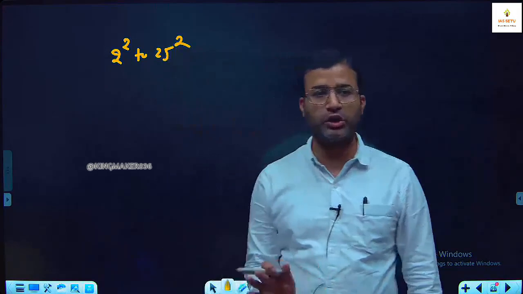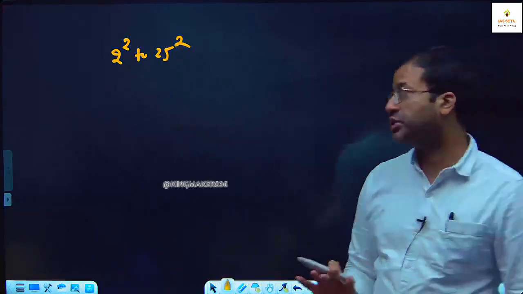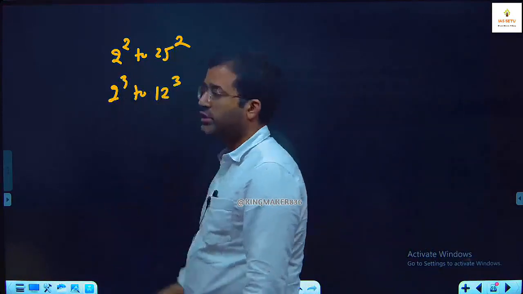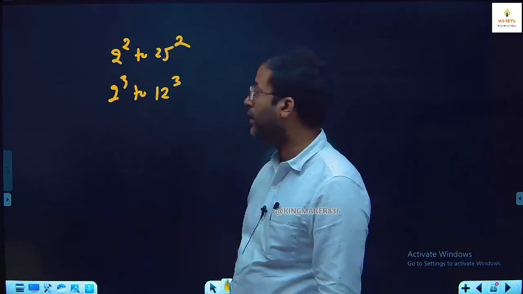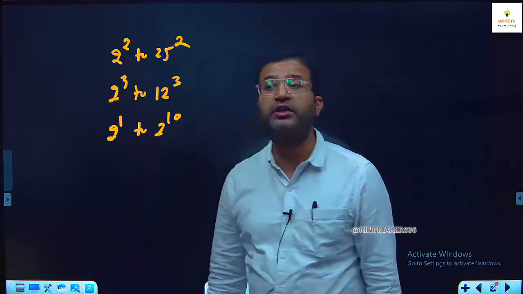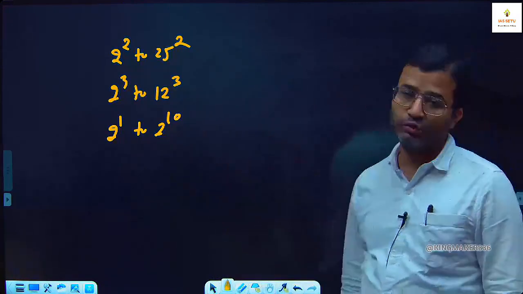There is no shortcut. 2 square से 25 square का कोई shortcut नहीं है, वो रटा होना चाहिए. 2 cube to 12 cube has to be on your tips. 2 to the power 1 to 2 to the power 10. जैसे 2 to 32. 32 is 2 to the power 5. पता होना चाहिए आपको.